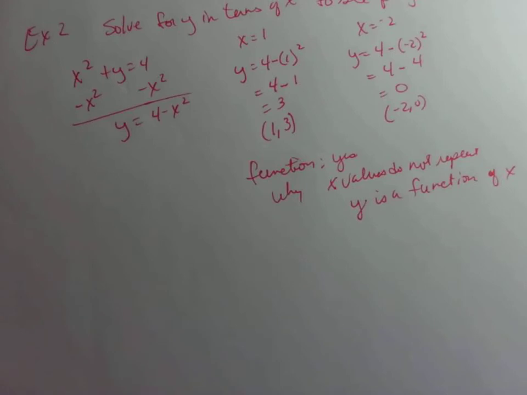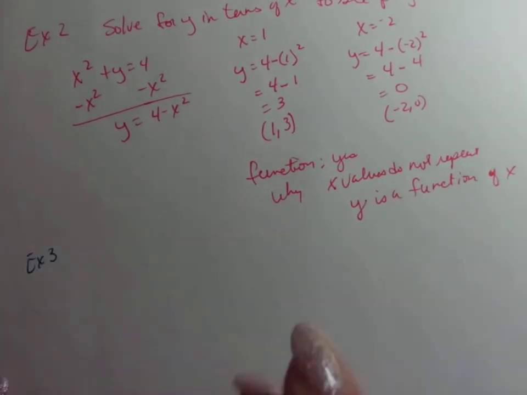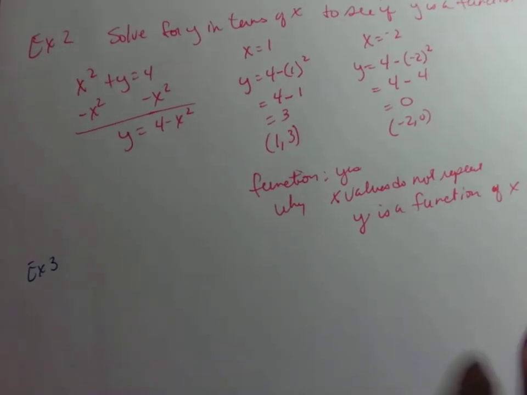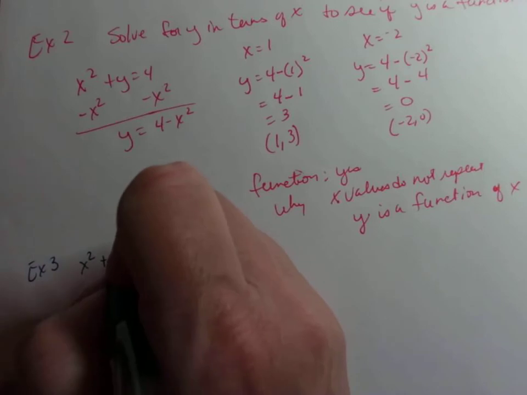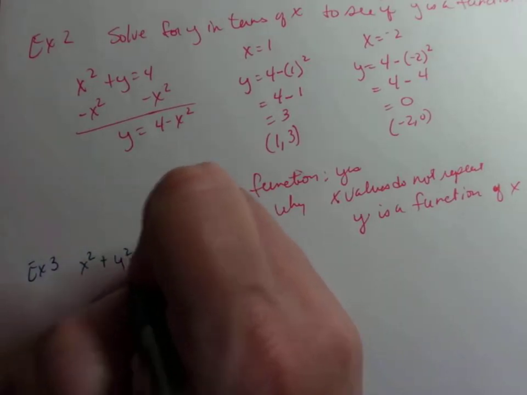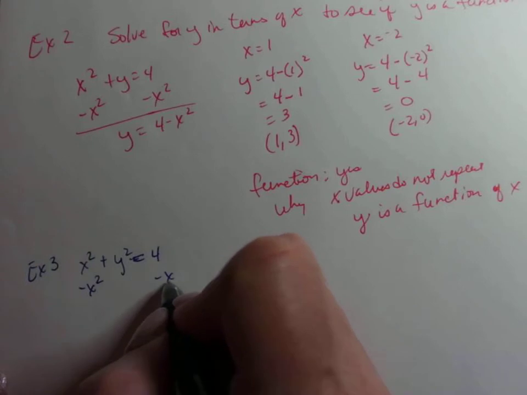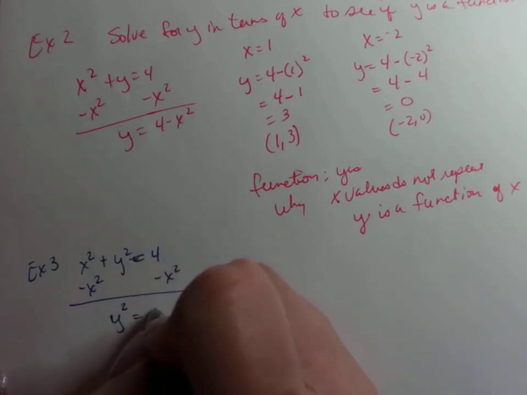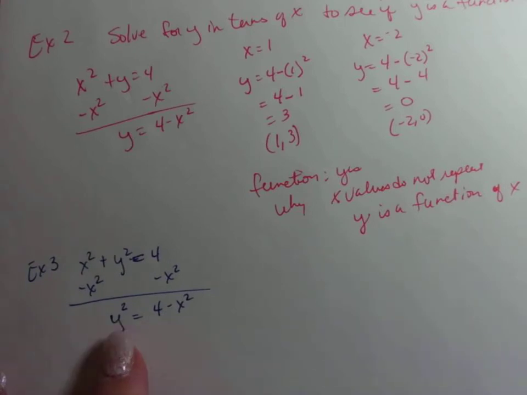So this will be example 3. We're doing the same instructions. We're solving for y in terms of x. So we have x squared plus y squared equal to 4. So again, I'm going to solve for my y. You're going to notice that this is very similar to the previous equation. There is one slight difference. Now I still have to solve for y and not y squared.